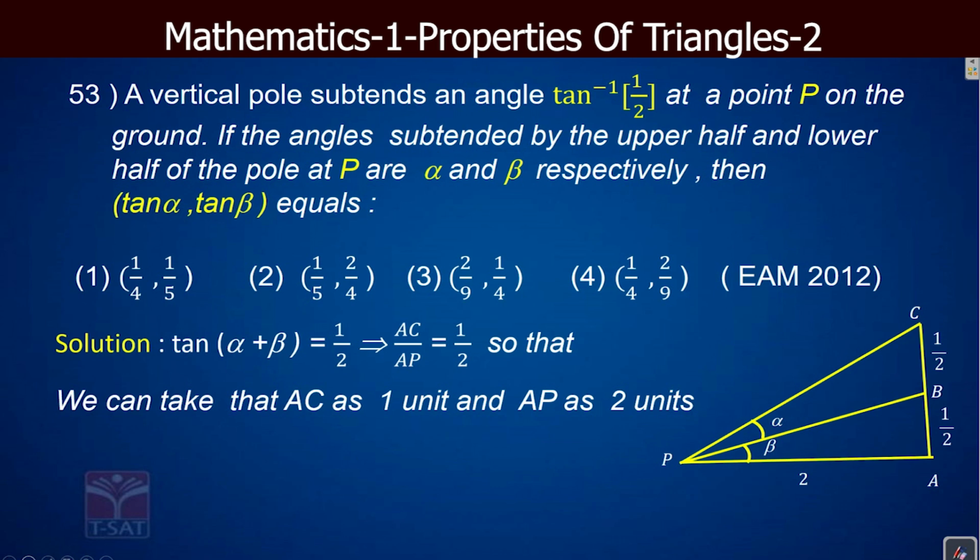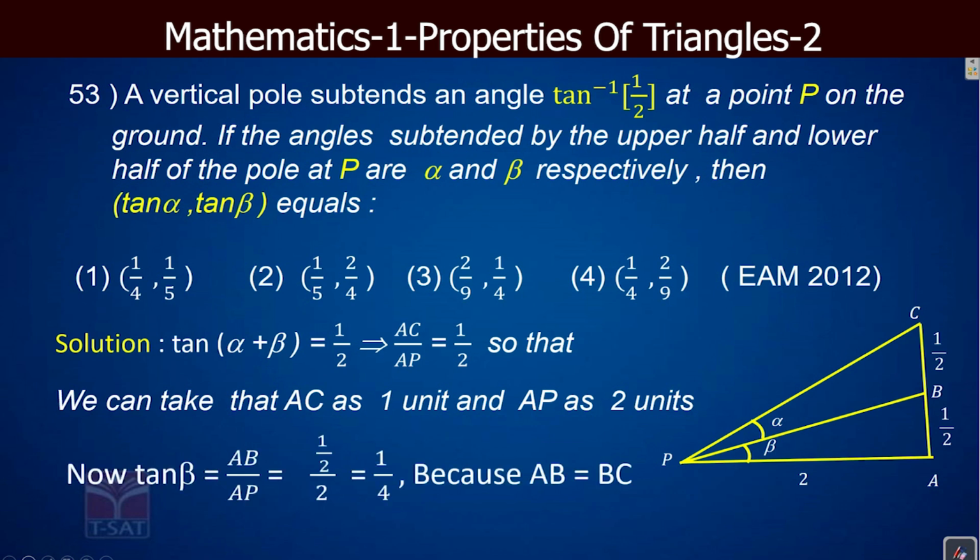So that we can take AC as 1 unit and AP as 2 units. Even though here I missed that as 2 units, in the diagram I have written AP is equal to 2, because tan(alpha plus beta) is equal to AC by AP, that is given to be 1 by 2. So you can take AC as 1 and AP is equal to 2.